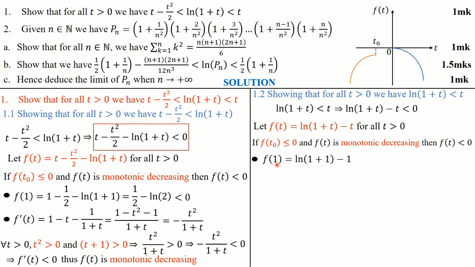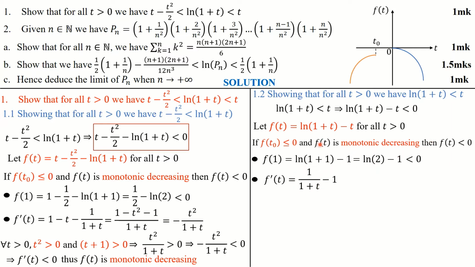Let's say f of 1 is equal to ln of 1 plus 1 minus 1, which is ln of 2 minus 1. But ln of 2 is approximately 0.69, so it is less than 1. So subtracting 1 from it gives us a negative value. Now, for the second part, we compute the derivative and verify the concept of it being monotonic decreasing, if it is true.